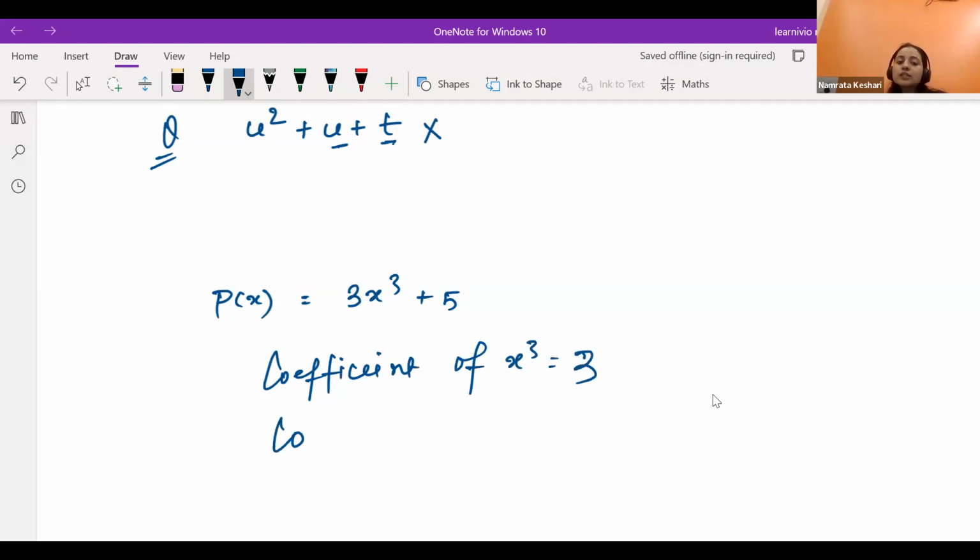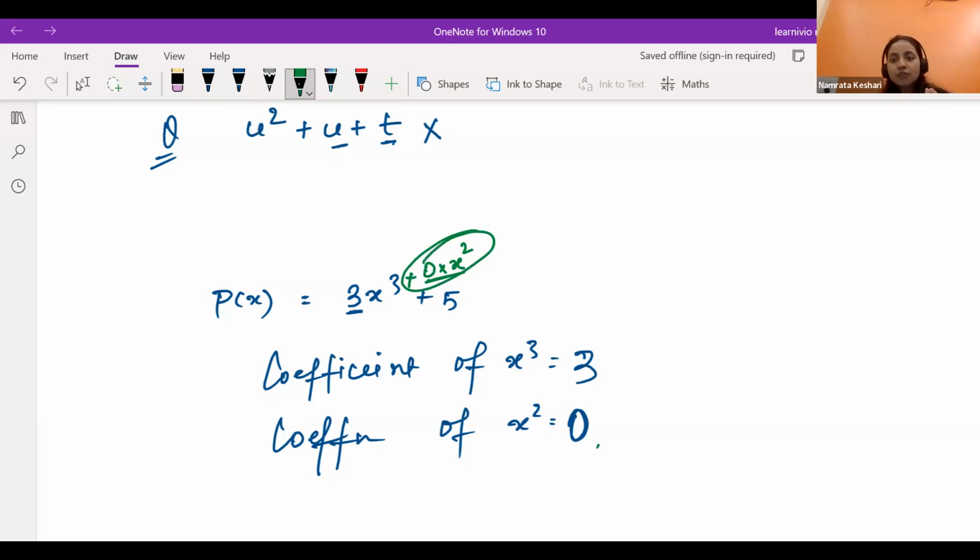What is the coefficient of x square over here? It will be 0. Coefficient means whatever is multiplied with x cube, that is the coefficient of x cube. Since we can't see any x square, maybe in our imagination there is an x square multiplied with 0. So the coefficient of that is 0. Or, in a straightforward way, if you cannot see that variable x square, the coefficient is 0.